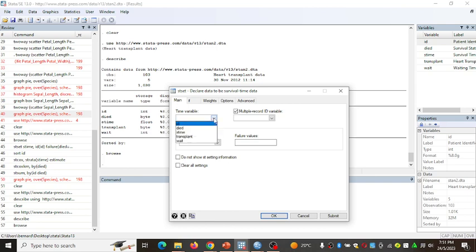Which is the time variable? It is the S time, which is the failure time. Okay, tuende hapa. Multiple ID records, this is ID, sindio? What is the failure time? I want to hear from you. Died. Yes, that is the failure time. What is the failure value?